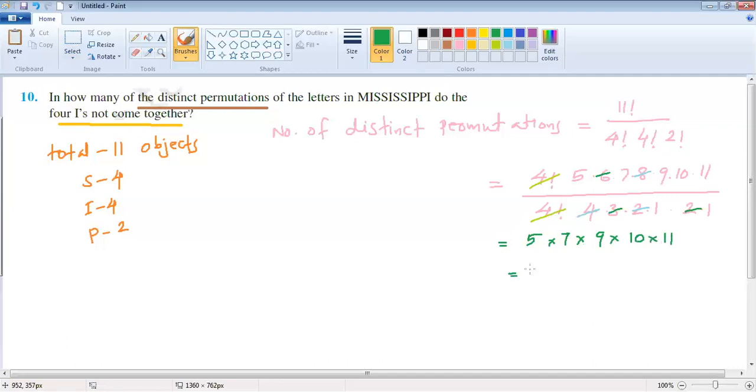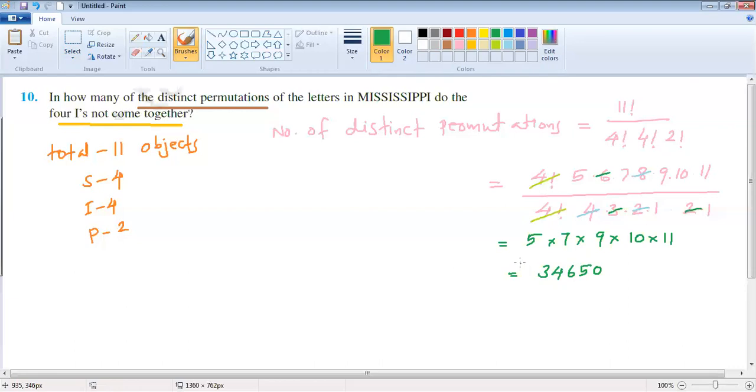So that you have to multiply. 5 into 7, 35, into 9 into 10 into 11. So 34,650. So 34,650 different permutations are there.